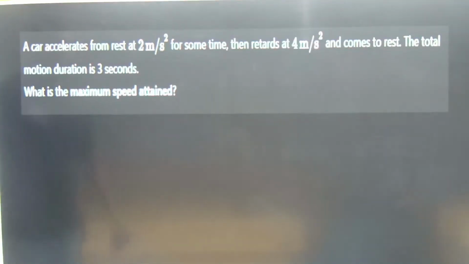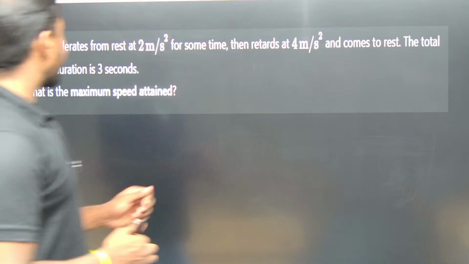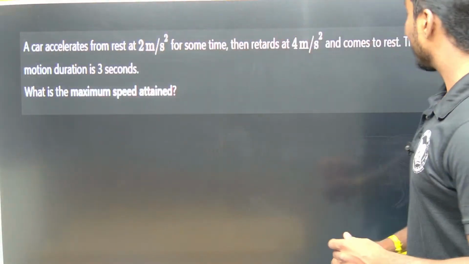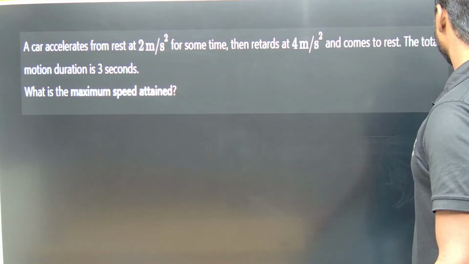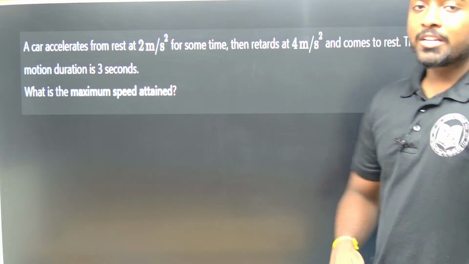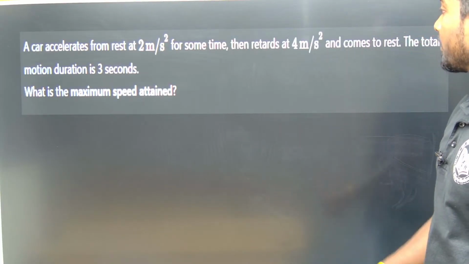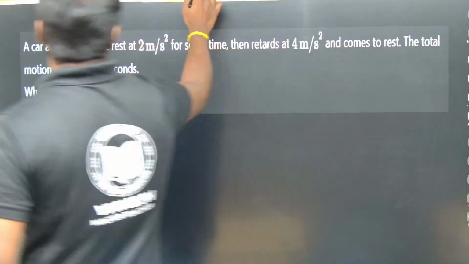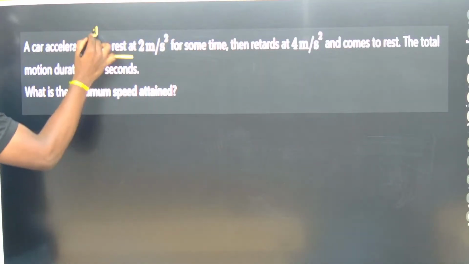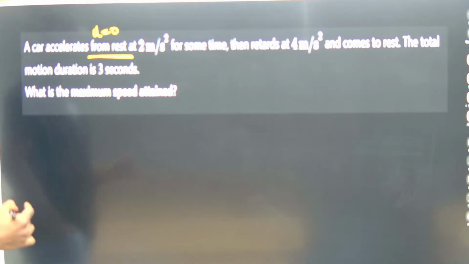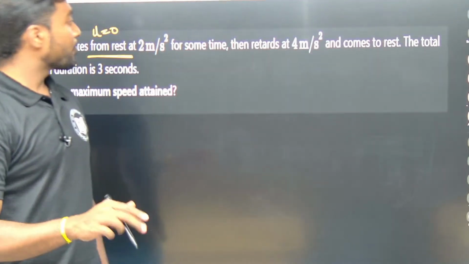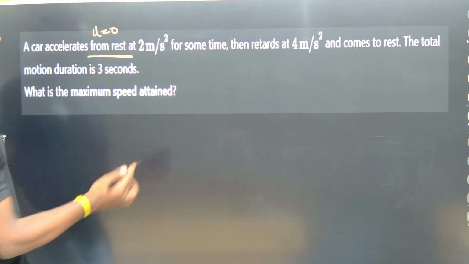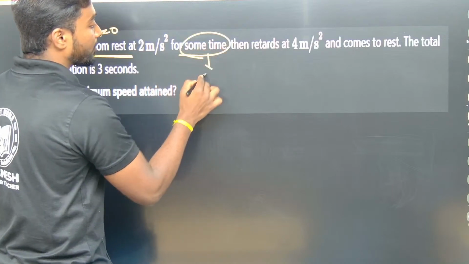So the next question is, a car accelerates from rest. Accelerates from rest, which means initial velocity is 0, right? So from rest, u equals 0. Accelerates 2 meter per second square for some time. Let me consider this time as t1.